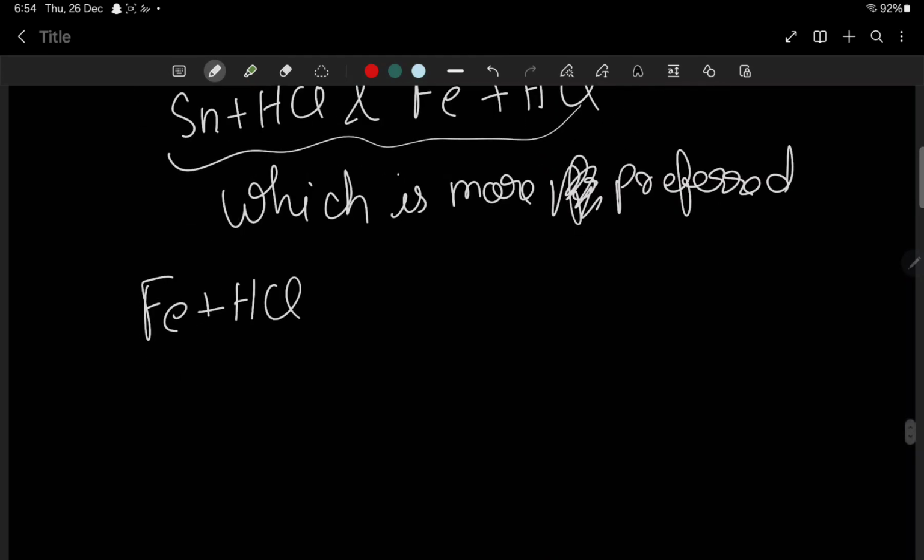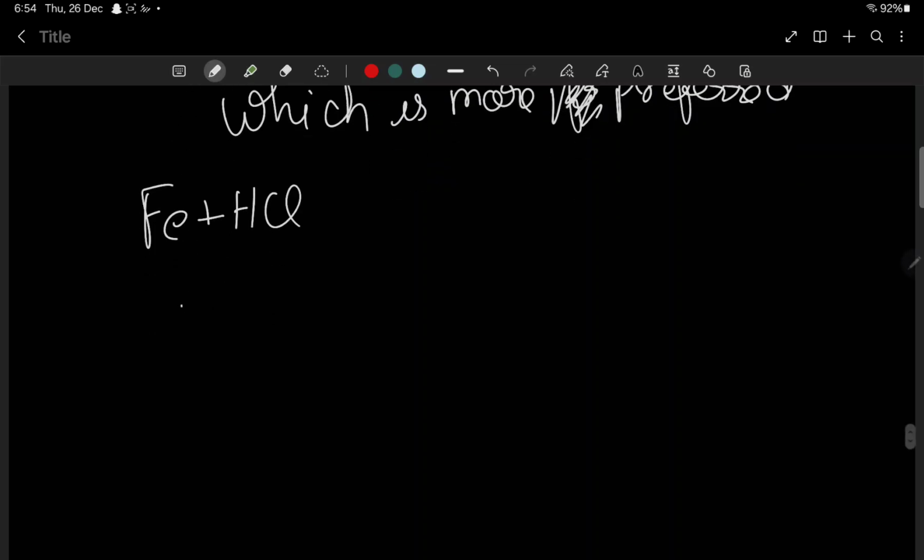The reason is written in the paragraph below this, in NCERT page number 262. Reduction with iron scrap and hydrochloric acid is preferred because FeCl2 formed gets hydrolyzed to release hydrochloric acid during the reaction. So look, when this happens, a compound called FeCl2 is created.